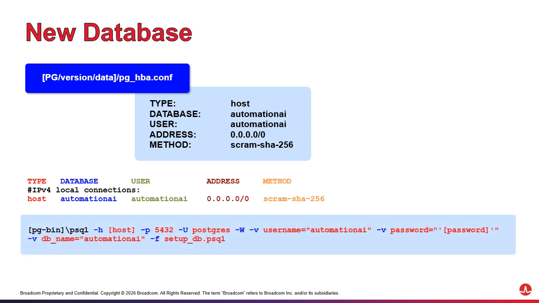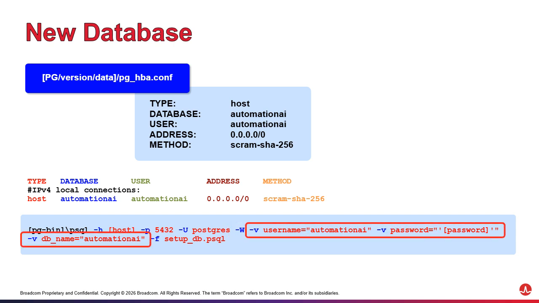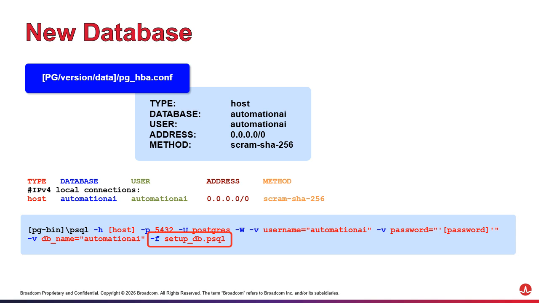Then create the physical database using the psql command and a script provided by Broadcom. Use -h for the Postgres host, -p for the port, -u for the Postgres admin user, -w which prompts for the admin password, -v for the database username, the password, and the name of the database. Then use option -f to execute the script called setup_db.psql. It is found in the DB folder of the Automation AI installation package.